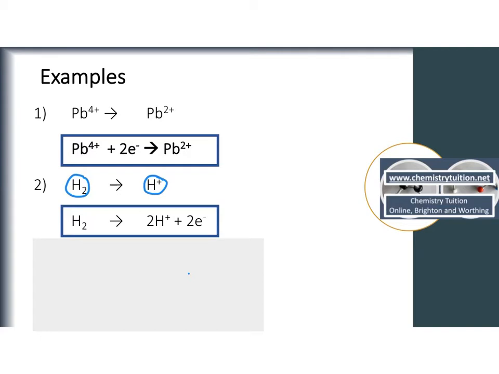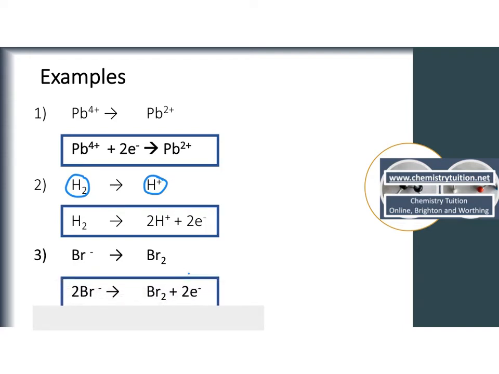And finally, we are going to look at Br- becoming Br2. So again, first of all, I balance it with respect to atoms. So I need 2Br- to do that. And then with respect to charge as well, for Br- to become a neutral molecule, each ion needs to lose an electron to do that.